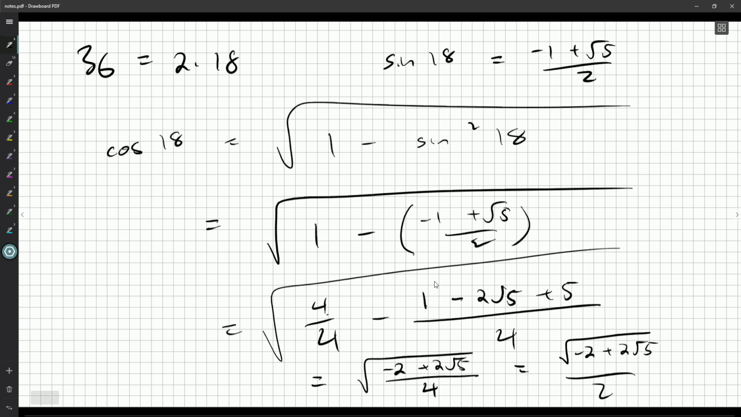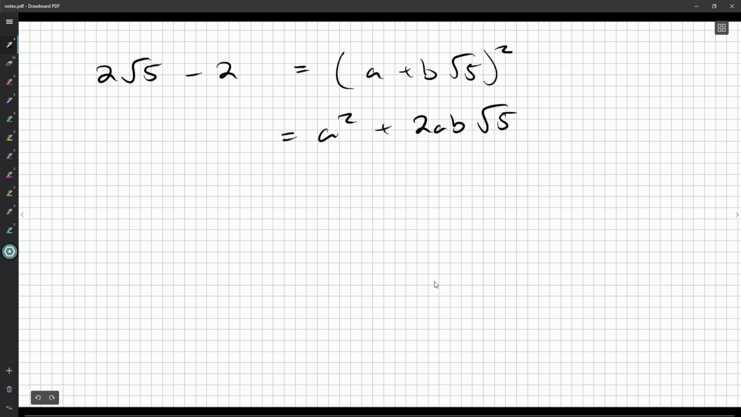Well, I guess we're going to have to go digging a little bit. It probably looks like something like a plus b root 5 squared. So that'd be a squared plus 2ab root 5 plus b squared. Oh, maybe I need a minus sign in here.